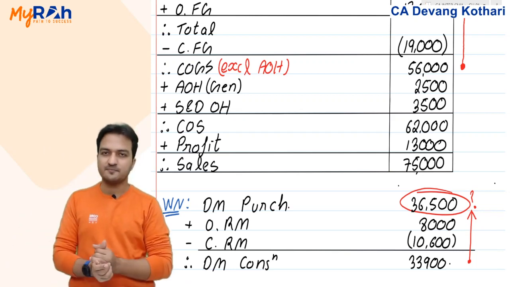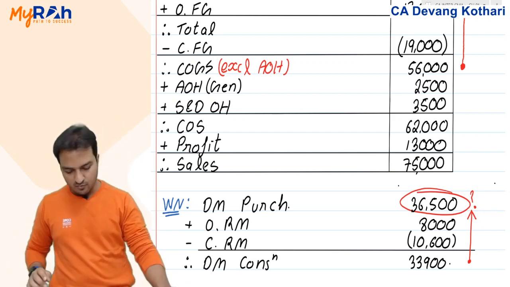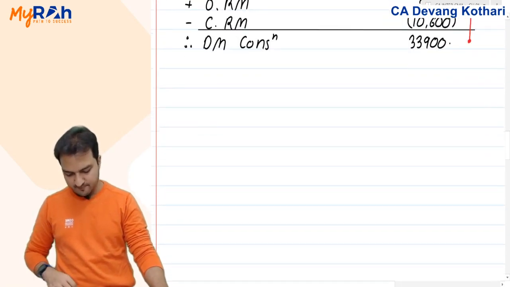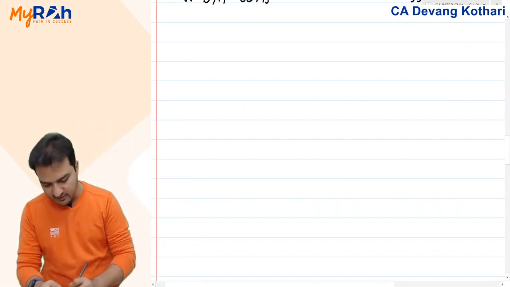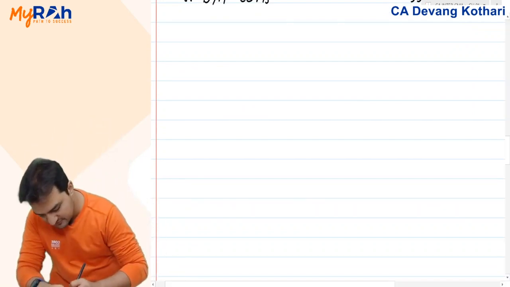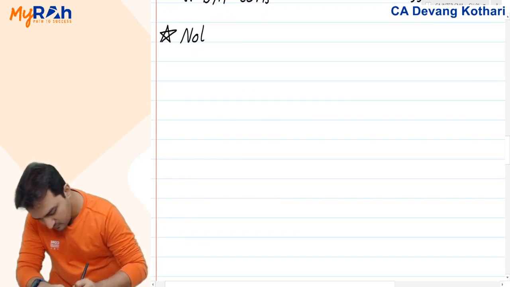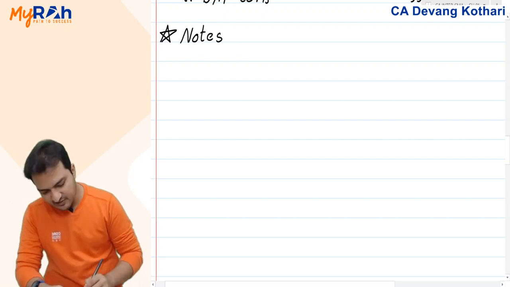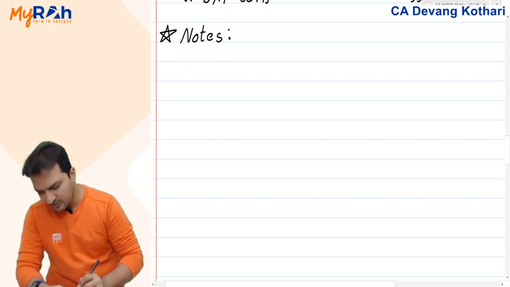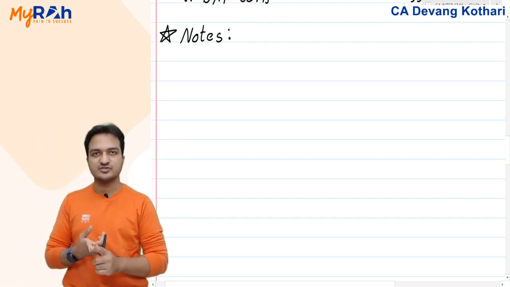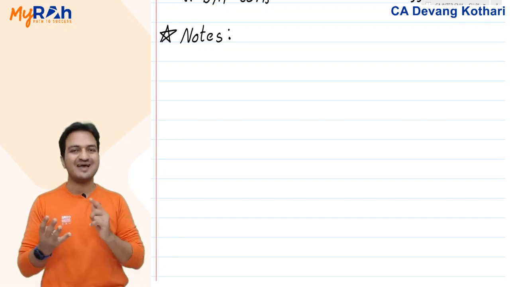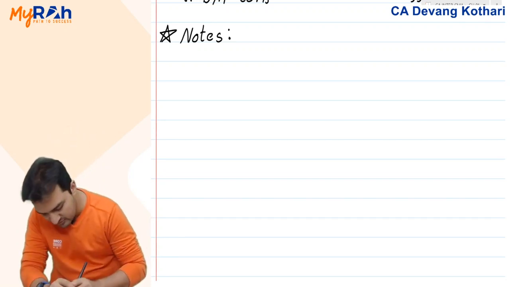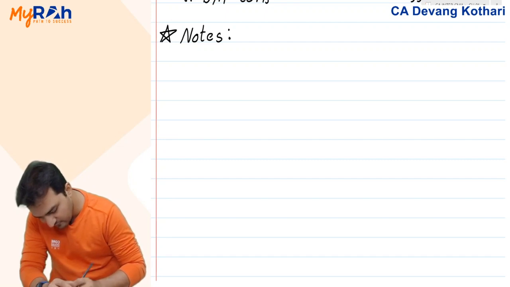Okay, we'll go on. That was question number 3. Now, before going to question number 4, I have some more notes to make you write down. Yesterday in the previous session you had written 4 notes. One was for profit calculation examples, other was for the material consumption, then for FIFO method and weighted average method. So let me call this as your note number 5.